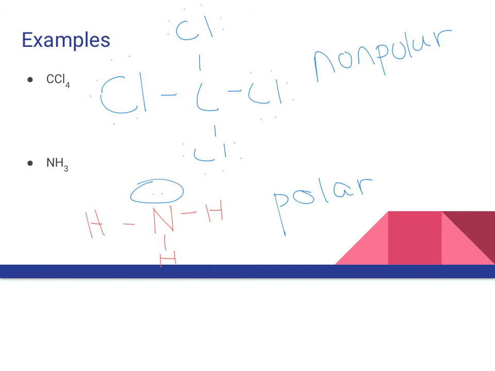Okay, so why is this important? Well, the shape of a molecule, the polarity of a molecule, is important because it can help us determine some of the properties of the various atoms or molecules. So in the next part, we're going to be taking a look at one of those properties. Specifically, we're going to be looking at something known as solubility.